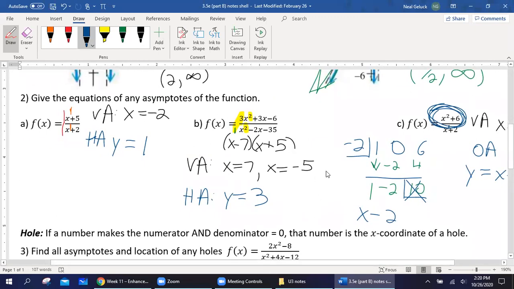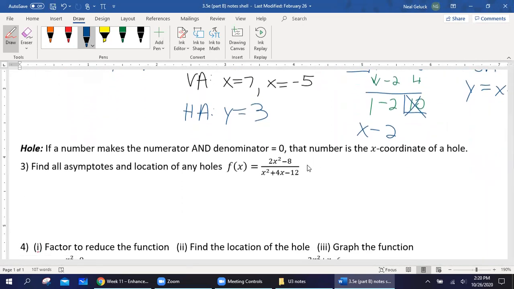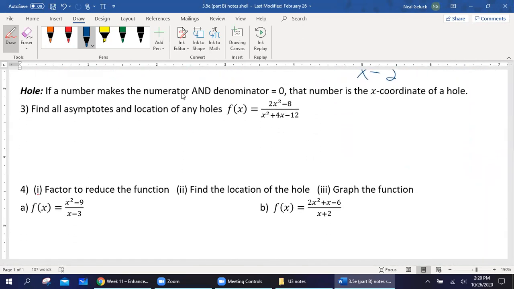Notice that every time I've talked about the vertical asymptotes, I've said makes the denominator 0, but not the numerator. If there's a number that makes both the numerator and denominator 0, that's actually the x-coordinate of a hole in the graph. So now we're going to add this possibility of getting a hole in the graph.